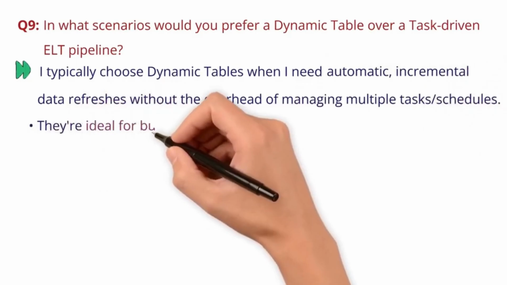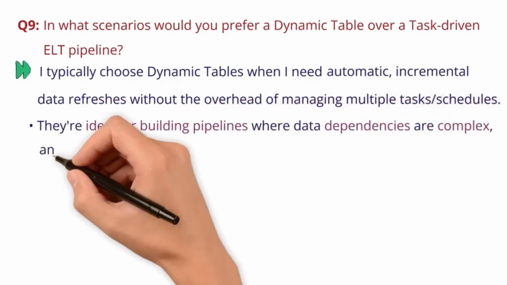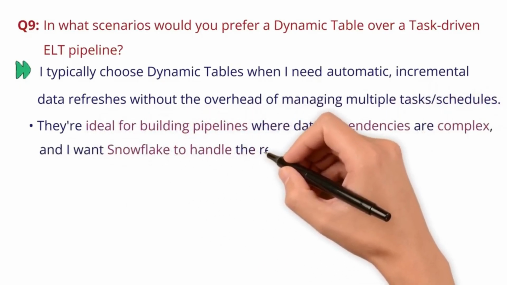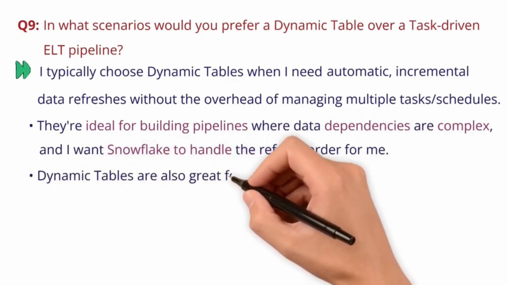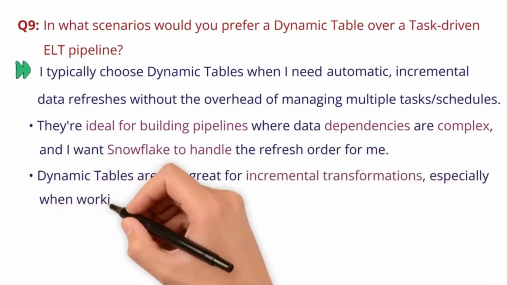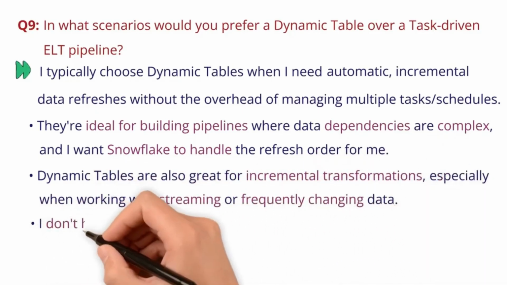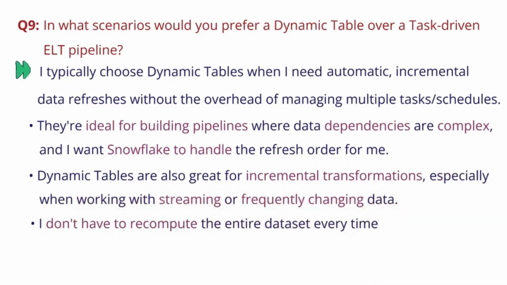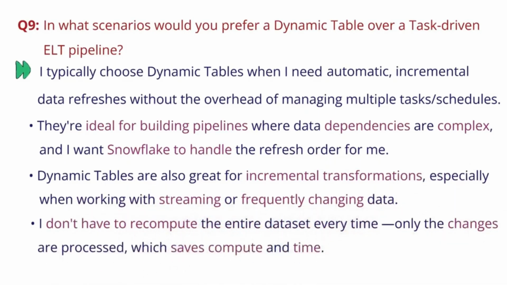They are ideal for building pipelines where data dependencies are complex, and I want Snowflake to handle the refresh order for me. Dynamic tables are also great for incremental transformations, especially when working with streaming or frequently changing data. I don't have to recompute the entire dataset every time, only the changes are processed, which saves compute and time.